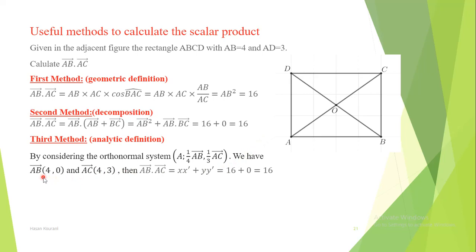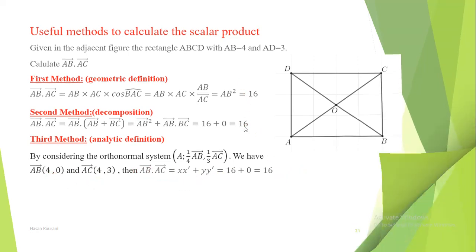we get the coordinates of these points A, B, C, D. After that you can find the coordinates of AB and AC. Then you can apply the analytic definition, AB dot AC equals xx' plus yy', which is 16 plus 0, which is 16, to get the same result as the previous methods.